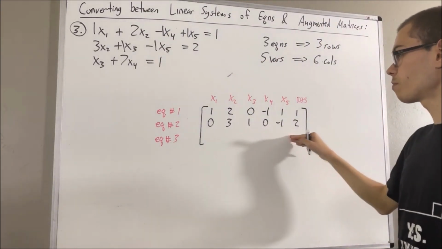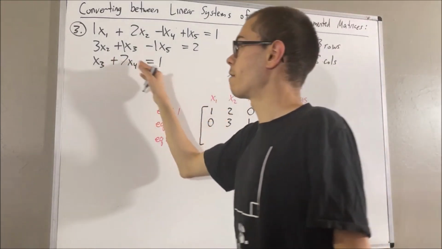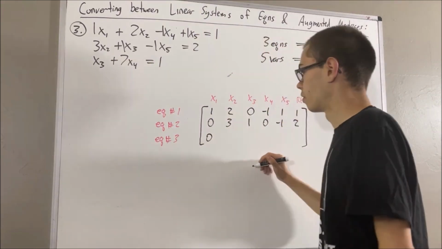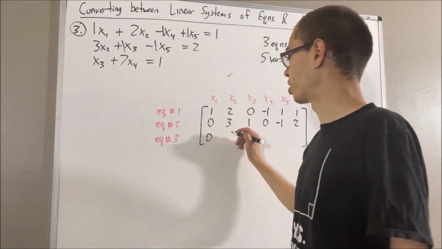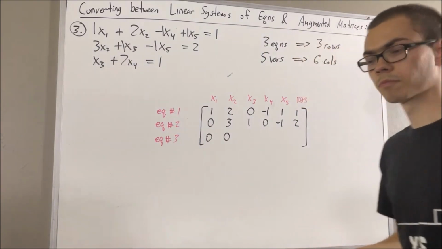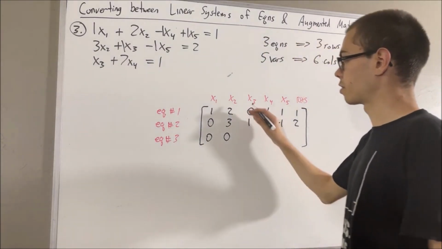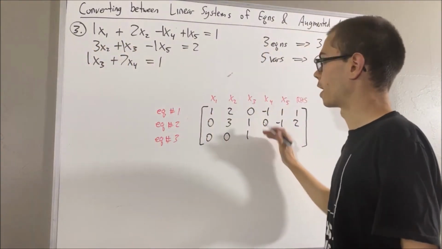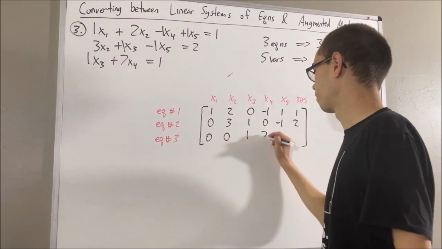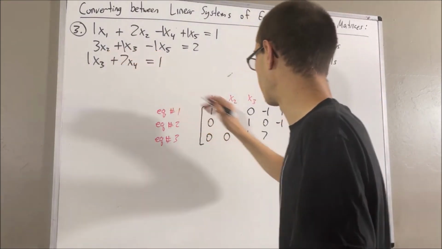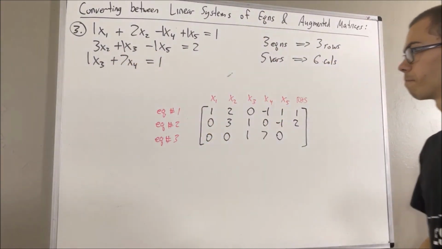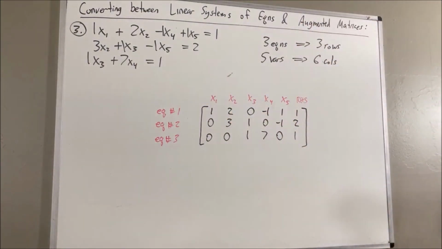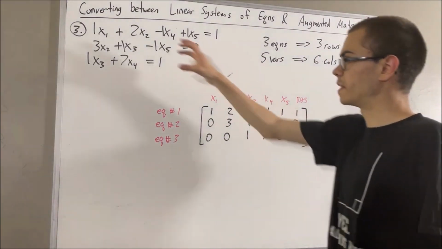As for our third row, well, we don't have an x1 term, so we're going to have a coefficient of 0. And we don't have an x2 term either, so the coefficient is going to be 0 there as well. Right, and as for x3, well, we have a coefficient of 1. And as for x4, well, we have a coefficient of 7. And we don't have an x5 term, so that's just going to be a 0. And the number on the right-hand side is 1. So this would be the augmented matrix of this system.